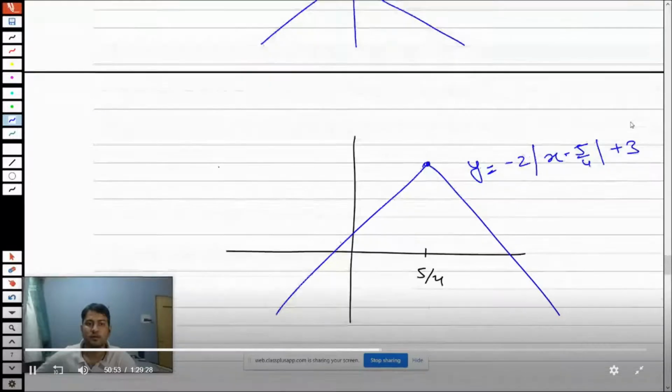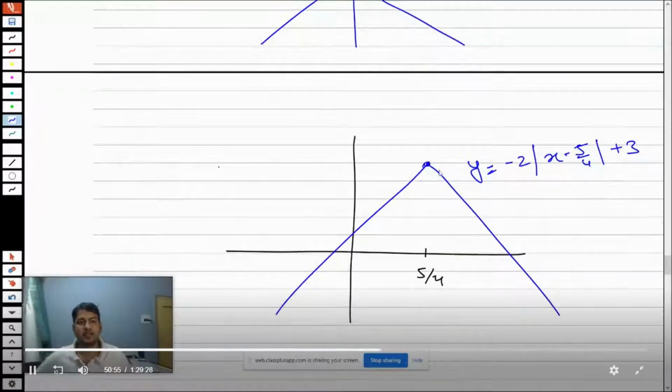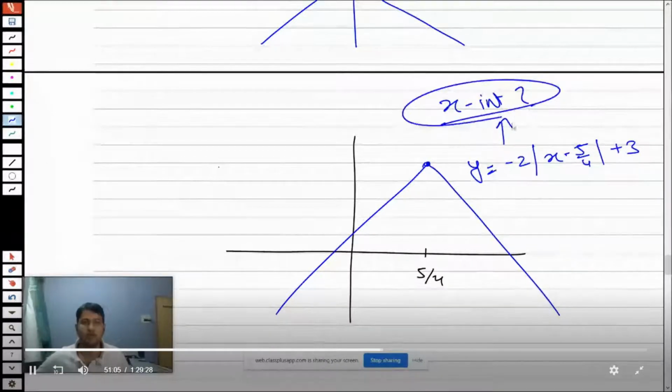All right. What is the x intercept? So I have drawn it to the left of origin, it need not be. What is the x intercept here? What are the x intercepts? There are going to be 2 x intercepts. So what are going to be the x intercepts? Please tell me.